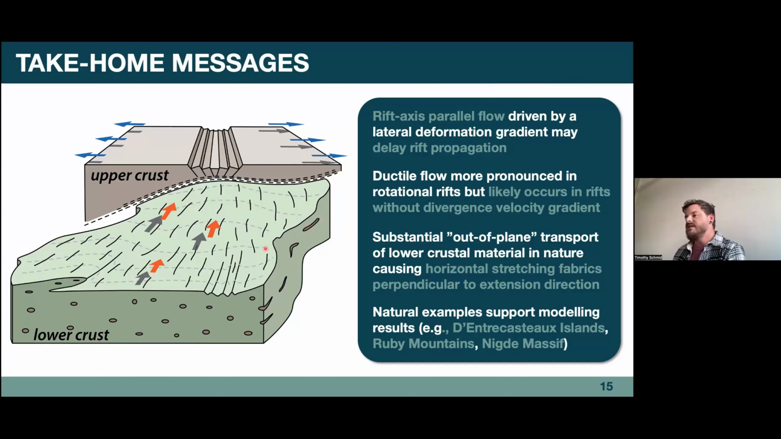And that implies that in nature, if we have lower crustal material that over time emerges and comes to the surface, we have an old rift axis parallel fabric that eventually gets overprinted when it comes to the surface by the stretching fabric due to the extension. And for this, there are natural examples which support this case, and our models also support ideas that people develop due to these observations in nature. So with that, I'm finished and I'm open for questions.